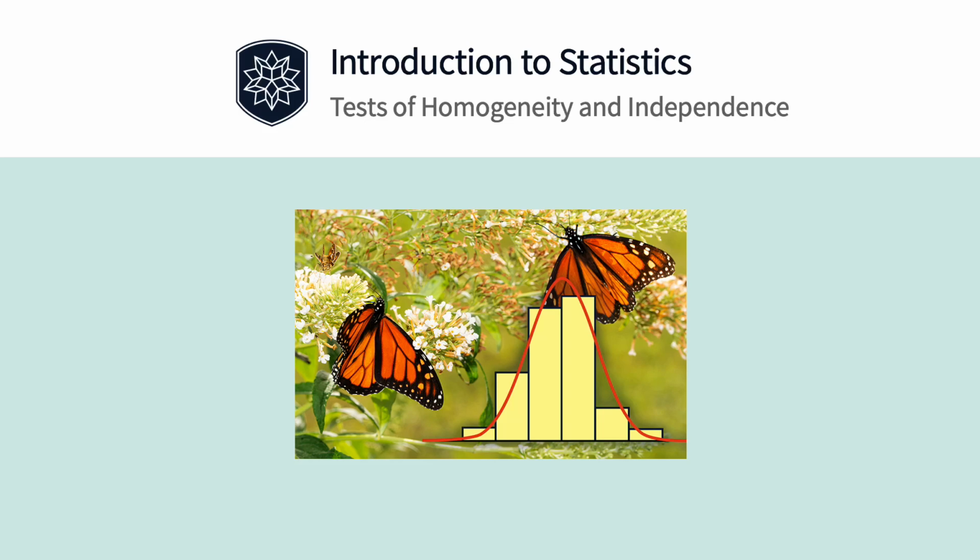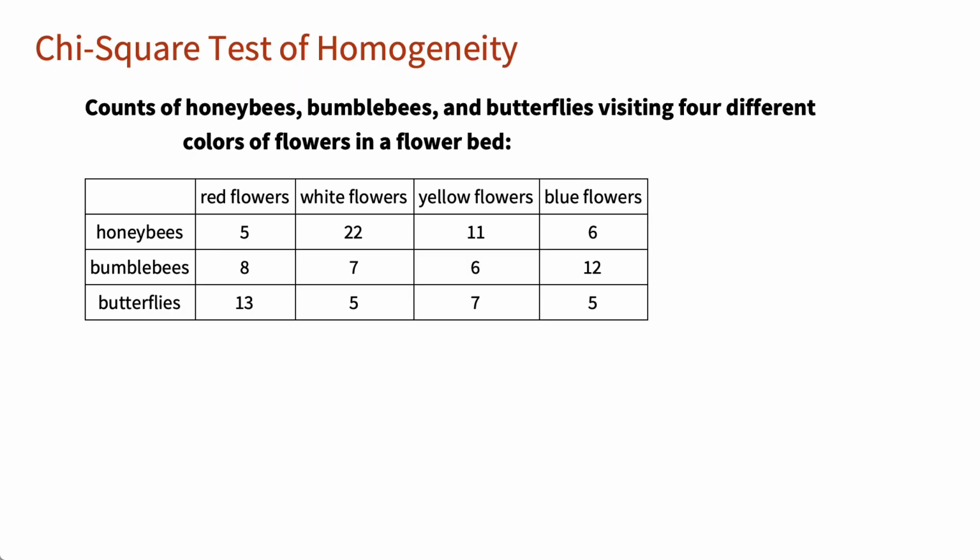Two common chi-square tests that apply for data with two categorical variables are a test of homogeneity and a test of independence. Starting with the test of homogeneity, consider collecting data on the honeybees, bumblebees, and butterflies that visit a flower bed and analyzing the data to find out if the distributions of flower colors that are visited by these three kinds of insects are all the same.